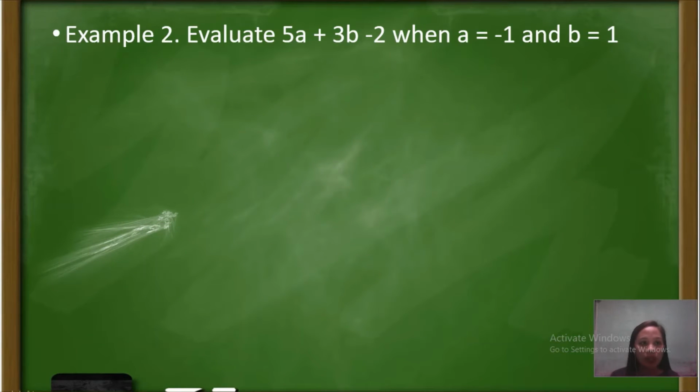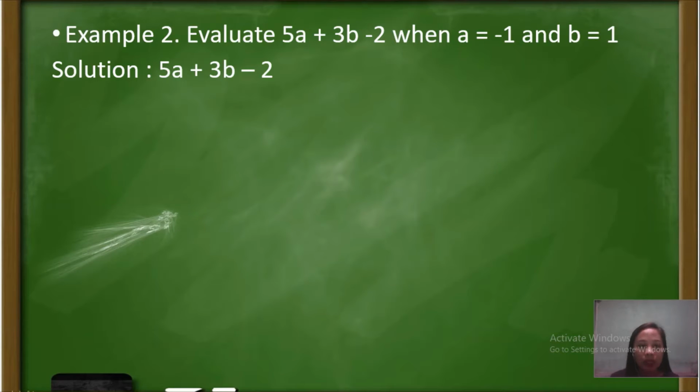We have here example number 2. Evaluate 5a plus 3b minus 2 when a is equal to negative 1 and b is equal to 1. Again, the same as example number 1, you're going to substitute the value of the given variable to the expression. So we have here the solution 5a plus 3b minus 2.